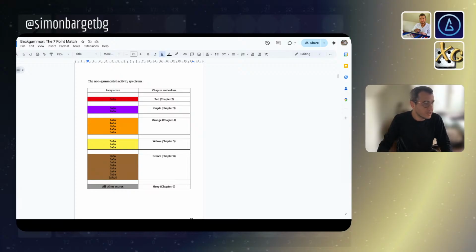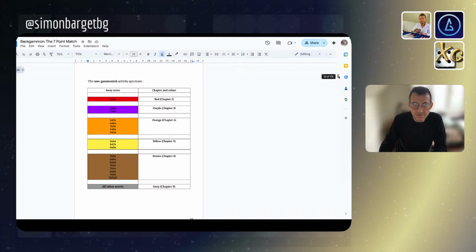On my screen now, you should be able to see a coloured table. Now there are two coloured tables in the book, and those tables I've called activity spectrums. And this one on the screen now, at the top you can see it says non-Gammonish activity spectrum. And there are 1, 2, 3, 4, 5 color bandings.